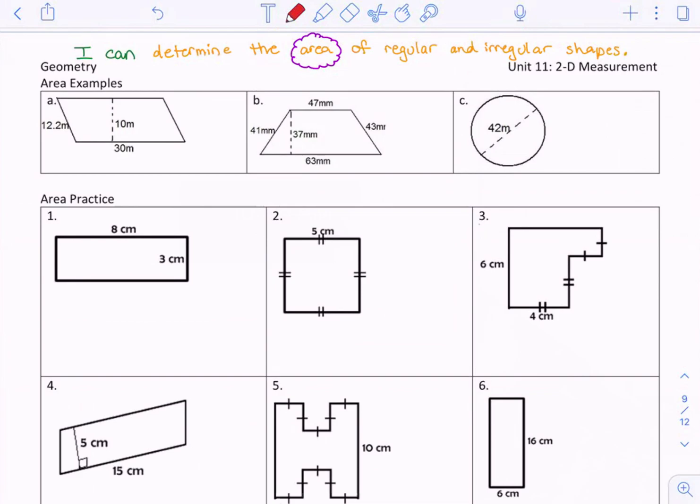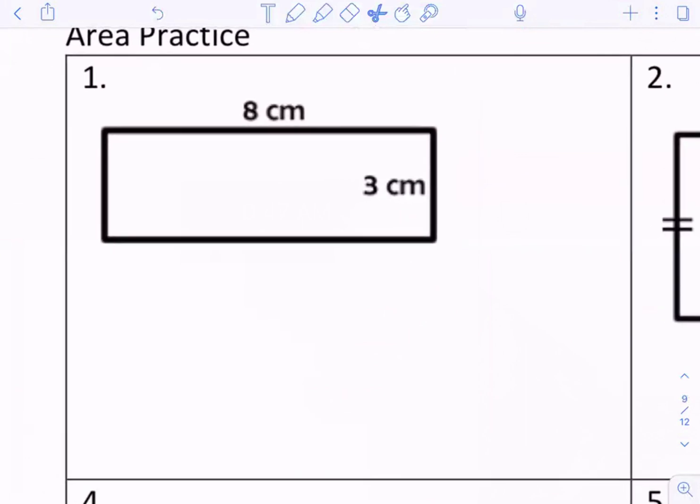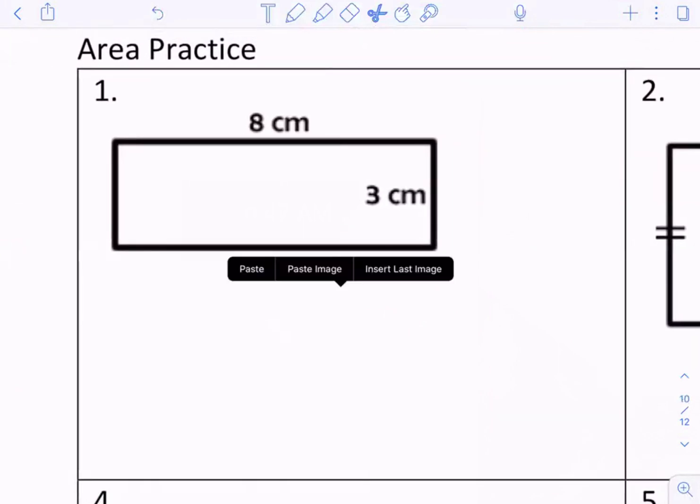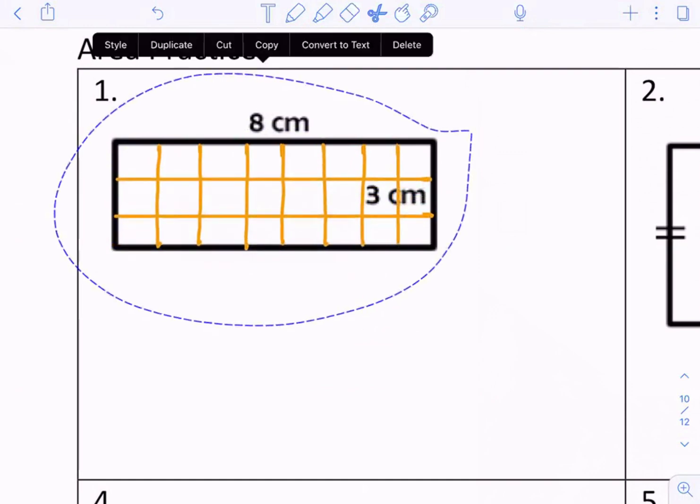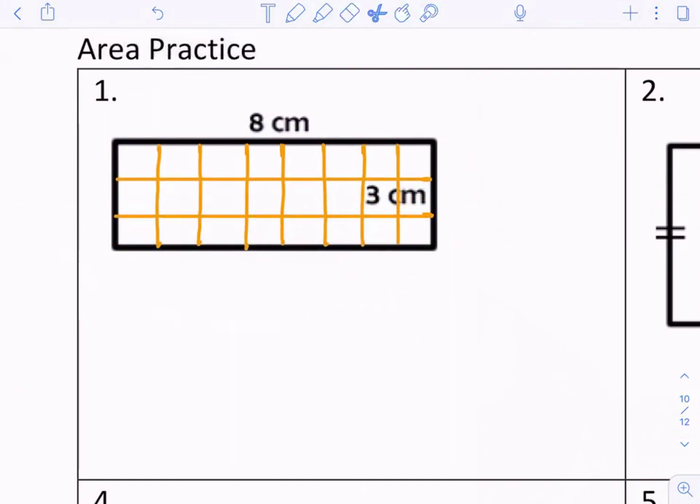How about Mrs. Talhami describe for them that area really is talking about how many cubes you can fit in a given space. Actually, for area, not a cube, it's actually how many squares.